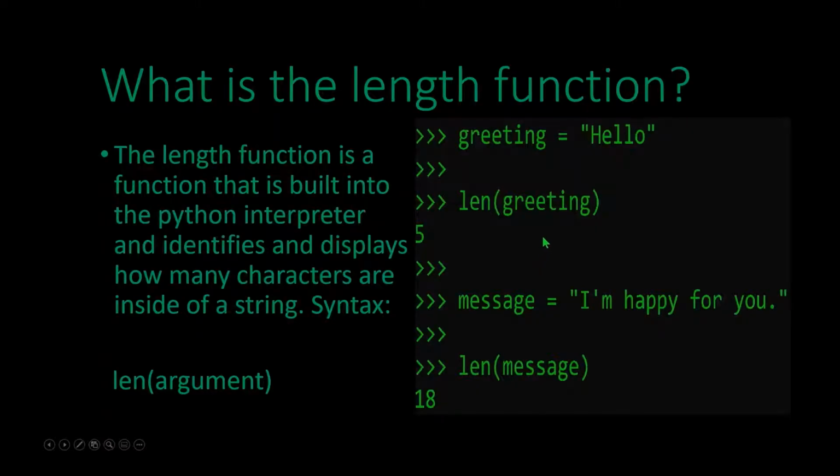I have two examples on the right to explain this. We assign a string value, hello, to our string variable called greeting, and we want to see how many characters make up this string value. So we pass the greeting variable into the length function, and we'll see that it outputs the number 5 because there's 1, 2, 3, 4, 5 characters that make up this string. We also have another example down here. "I'm happy for you" is made up of 18 characters.